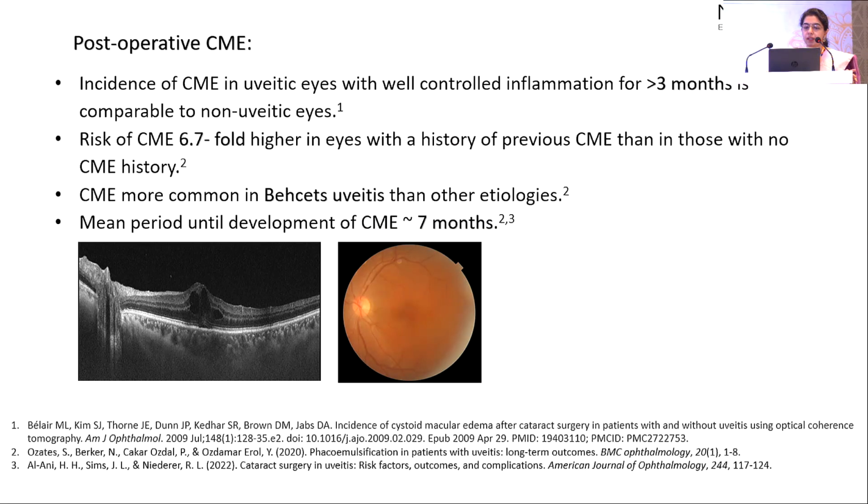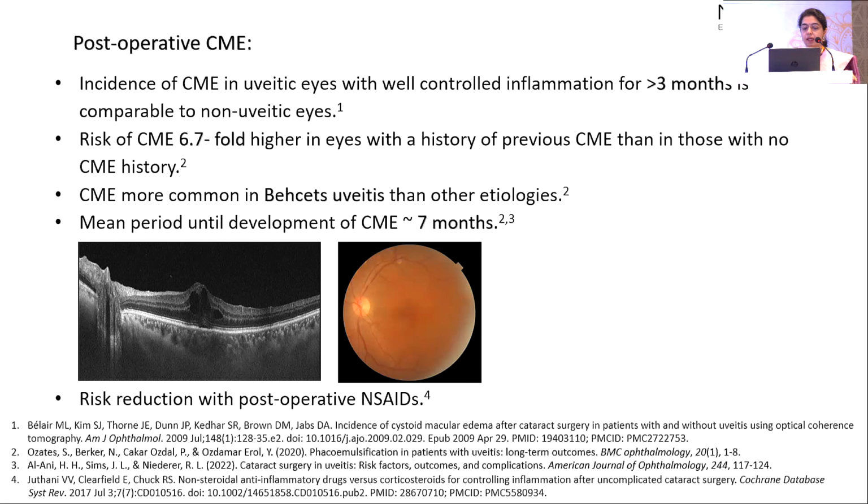Post-operative CME is the most common complication. Incidence of CME in uveitic eyes with well-controlled inflammation is comparable to non-uveitic eyes. The risk is 6.7-fold higher in eyes with a history of previous CME. Behçet's is the most common etiology associated with CME, and the mean period is usually 7 months post-operatively. So at 6 or 7 months post-cataract surgery, be very vigilant, and risk can be reduced with post-op NSAIDs.